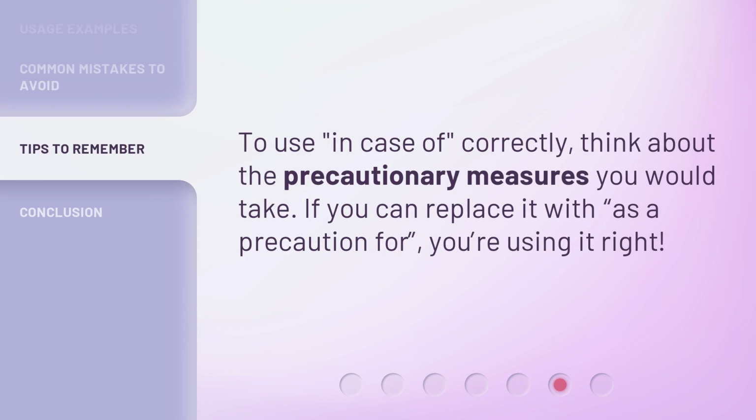To use "in case of" correctly, think about the precautionary measures you would take. If you can replace it with "as a precaution for," you're using it right.